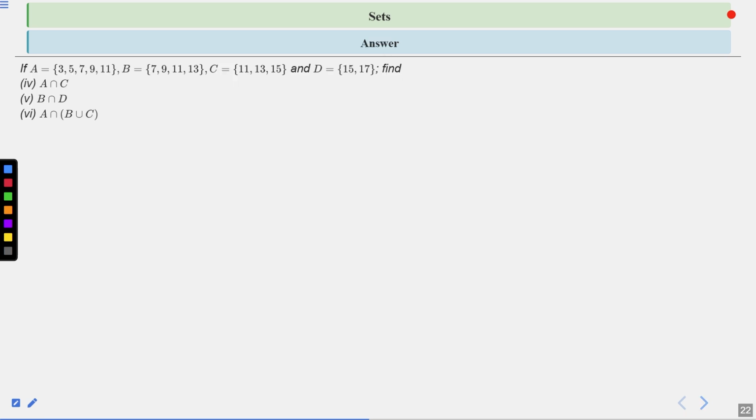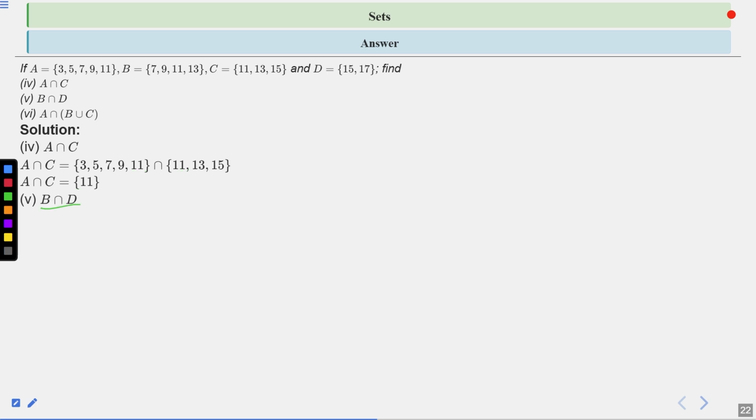So mostly students are giving me the correct answer, and those who are facing difficulty in solving these problems, please do follow my steps. So, solution for fourth, A intersection C: collect all the common elements from set A as well as from set C. You can see you have only one element common to both, 11. So the intersection will be your singleton set.